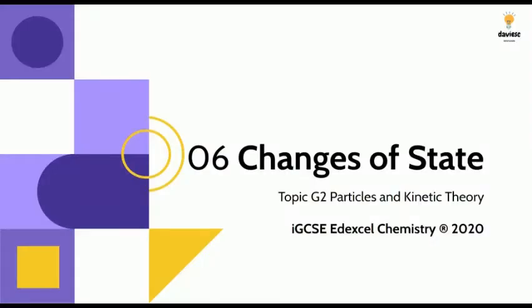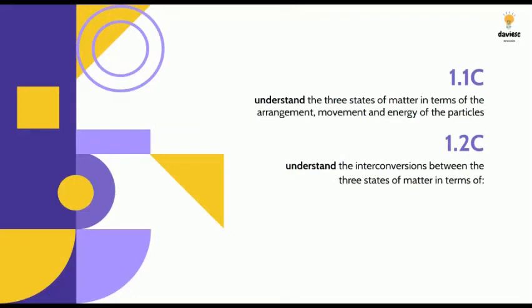So, moving on to Particles and Kinetic Theory, the second topic of chemistry iGCSE. We're going to have a look at changes of state. So, the first thing you need to know is the three states of matter in terms of arrangement, movement and energy, and the interconversions, i.e. how we get from the different states in terms of the scientific process.